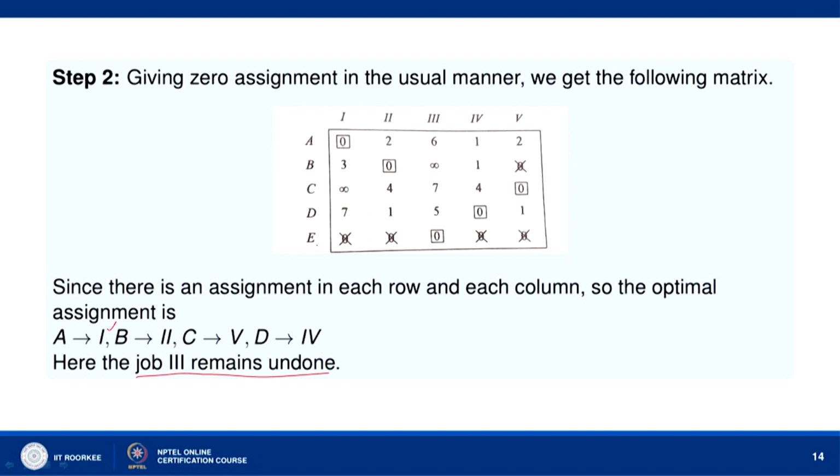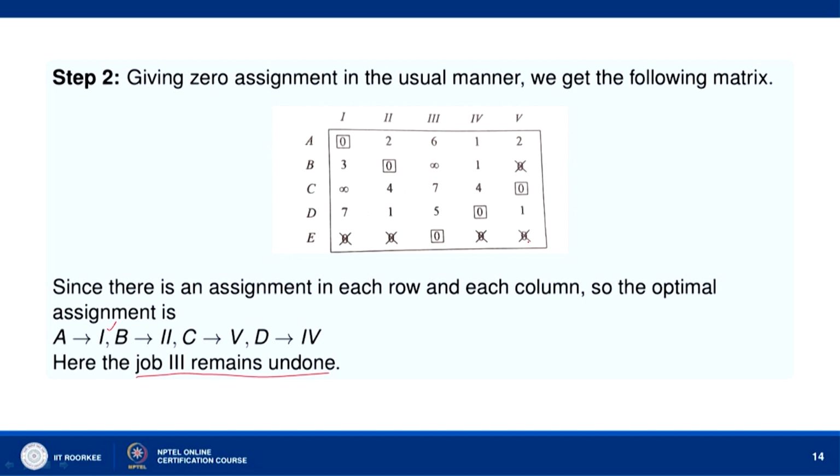So, when we have an unbalanced problem, then we add a dummy facility. Okay, like here we have added a dummy facility E and awarded 0 cost to all elements in its row. So, that the problem becomes a balanced assignment problem, and then we follow the usual Hungarian method to solve this problem and arrive at the solution.